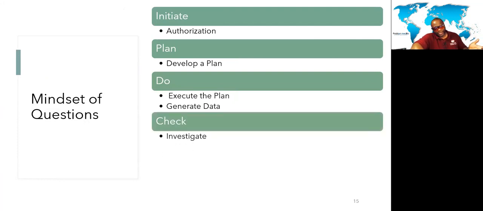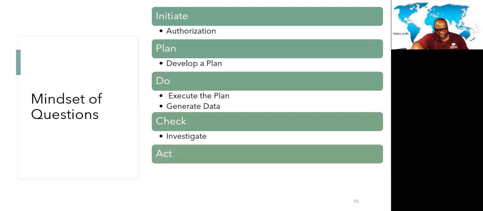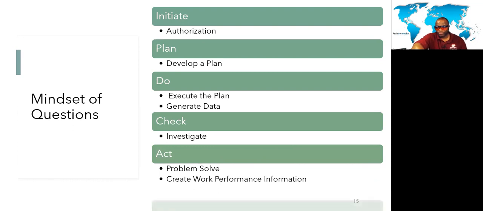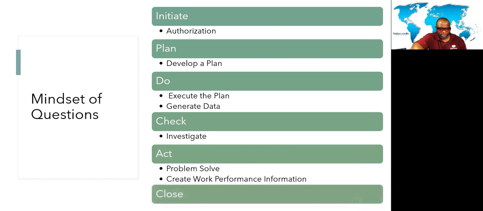Or it's going to be check. It's going to be looking for those impediments. It's going to be chasing them down. It's going to be investigating. It's going to be something to the effect of your sprint review, or the customer is inspecting the deliverable, or you're having a retrospective, right? And then you've got act, do something in response to your findings. So problem solve, create work performance information, and put that into work performance reports. And lastly, closing out the project or phase. You got to be ready to face questions of all types.